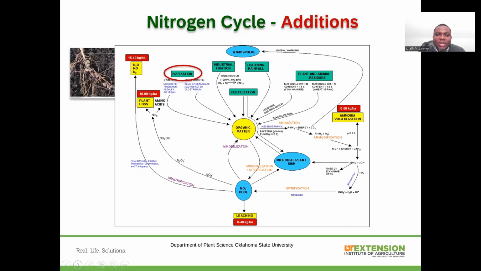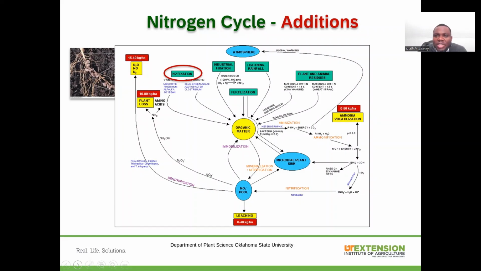The first one is nitrogen fixation. This is when dinitrogen gas in the atmosphere has a very strong bond, so that nitrogen is not available.